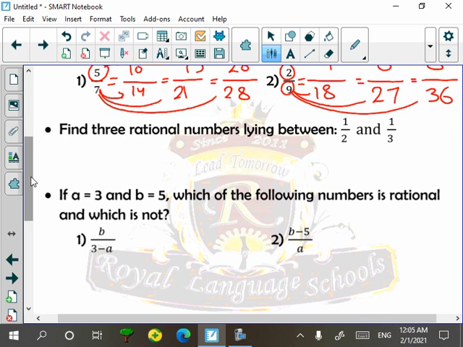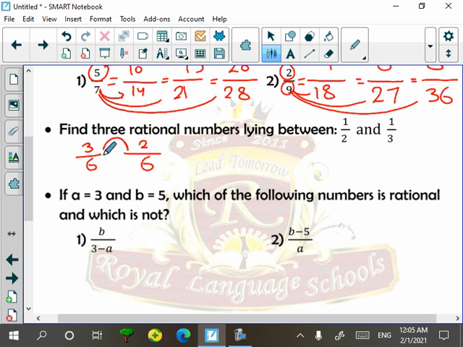Another question: find 3 rational numbers lying between 1 over 2 and 1 over 3. To find the 3 rational numbers, we must have the same denominator. Then one half will be 3 over 6, and 1 over 3 will be equal to 2 over 6.